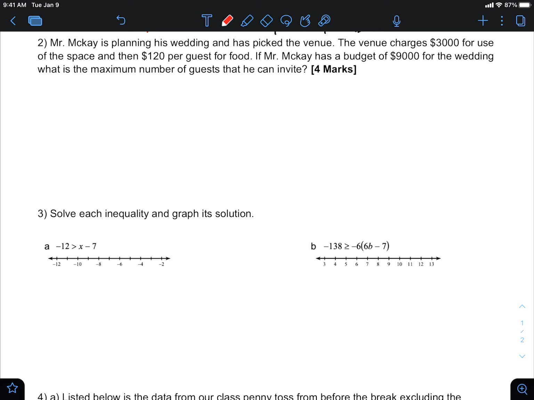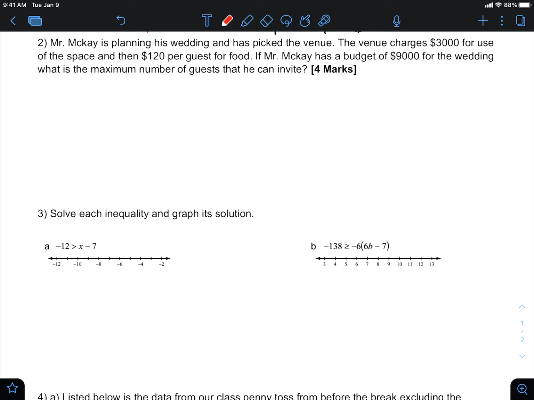Mr. Mackay is planning his wedding and has picked a venue. The venue charges $3,000 for use of the space and then $120 per guest for food. If Mr. Mackay has a budget of $9,000 for the wedding, what's the maximum number of guests that he can invite?